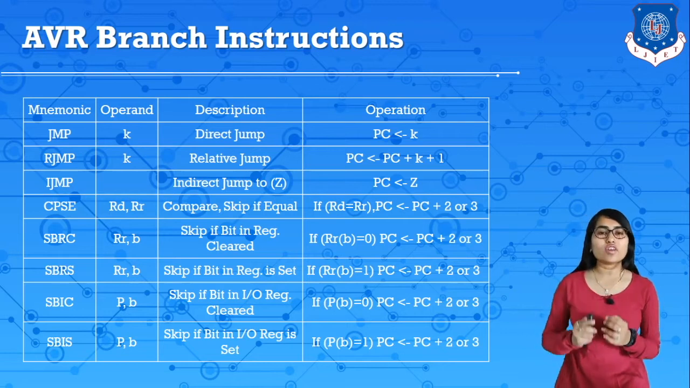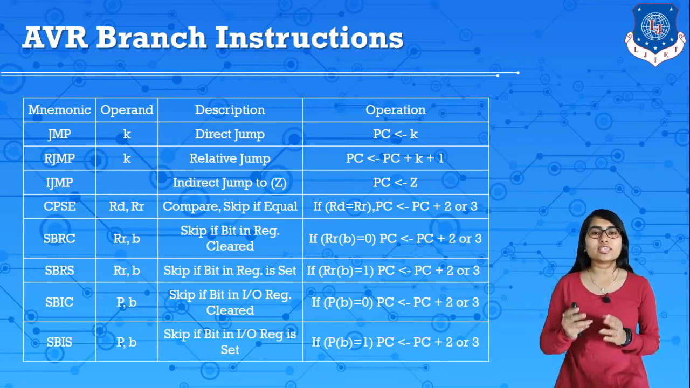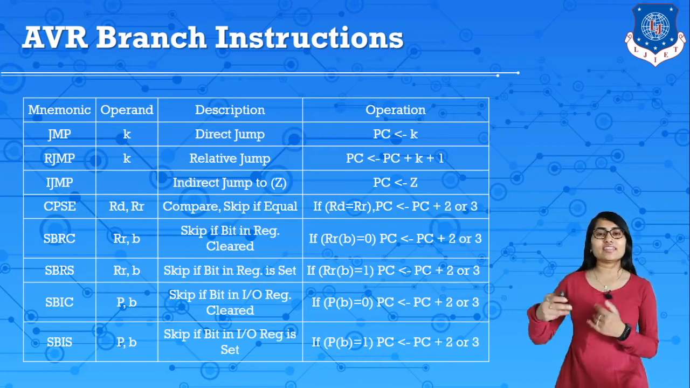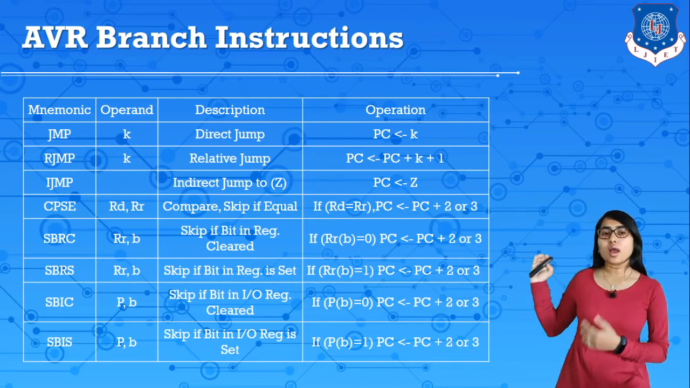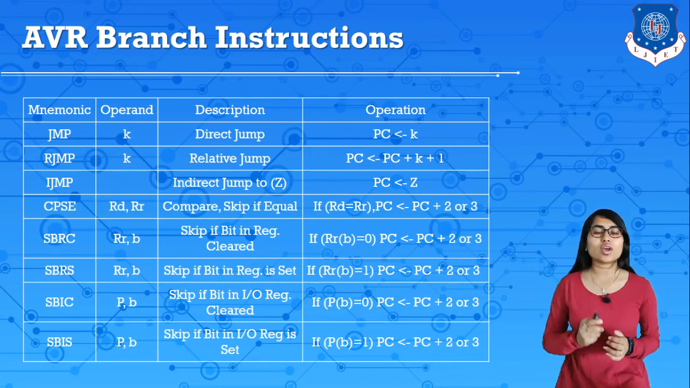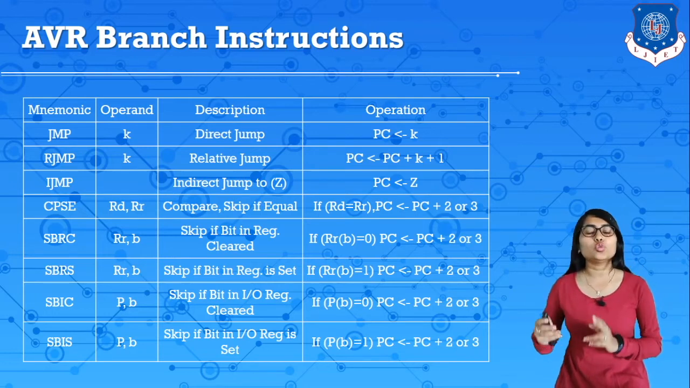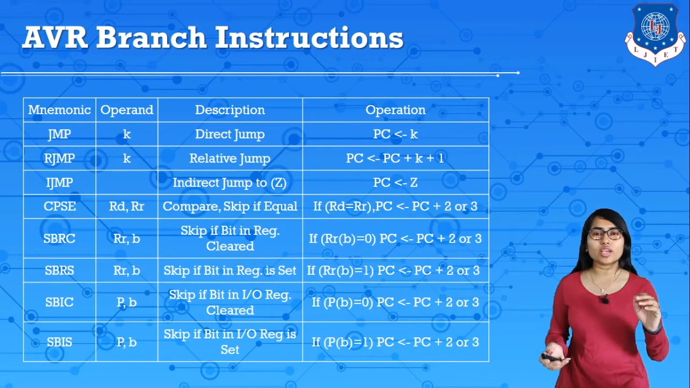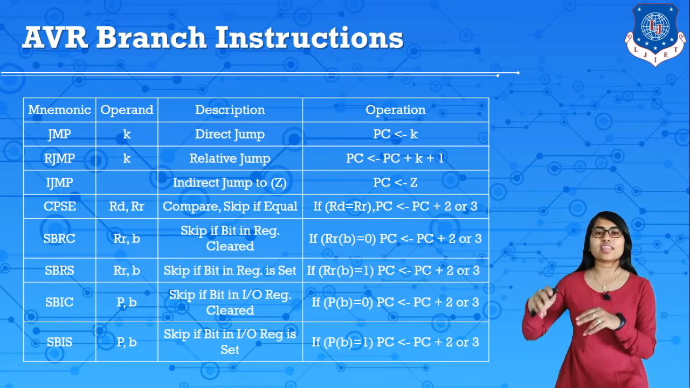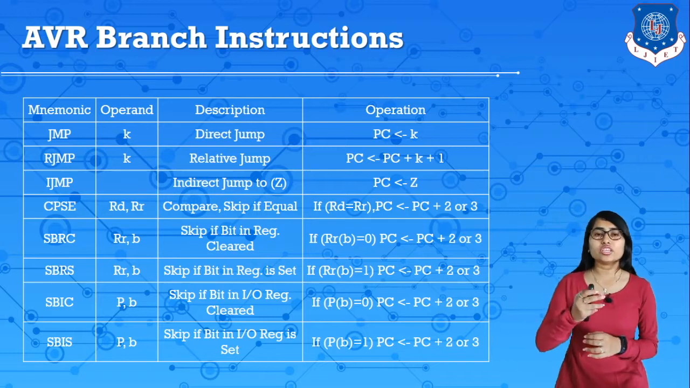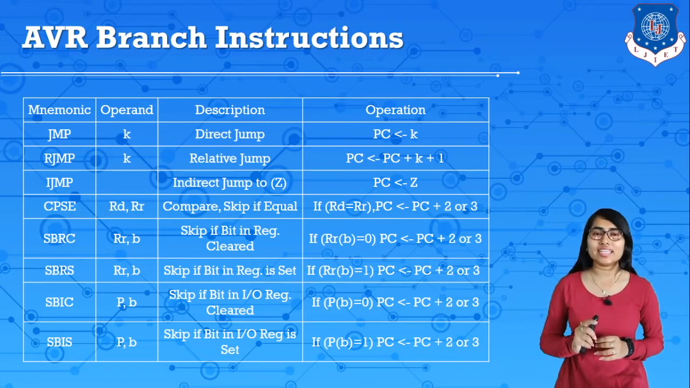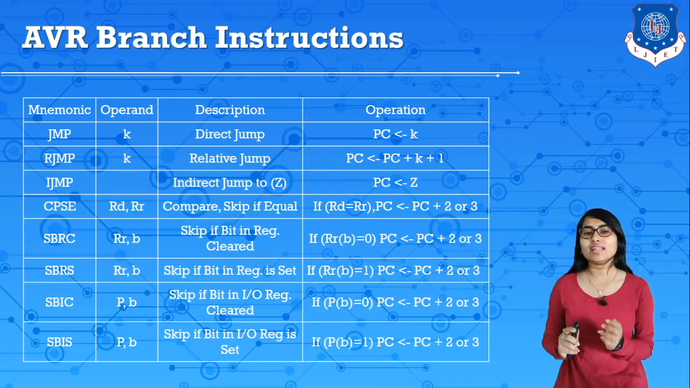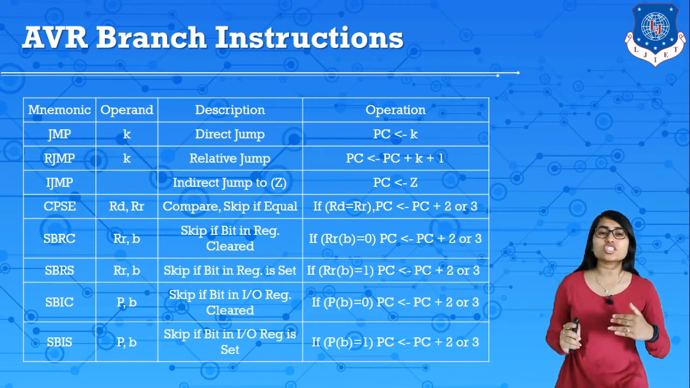So if Rd is equal to Rr, the program counter skips one line and jumps directly to the second or third location. That's why it is compare and skip: if Rd equals Rr, then program counter equals program counter plus 2 or 3. Normally after one execution the program counter is plus 1, but if there is a skip, the next line is skipped and the line after it is executed. This is the conditional branch instruction. If Rd equals Rr, and only then, it skips; otherwise the next line is executed.